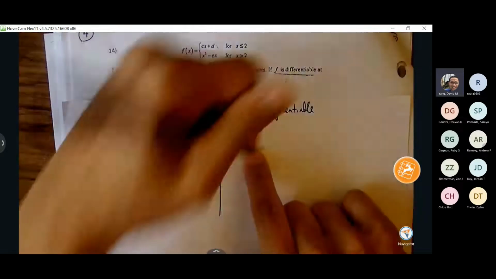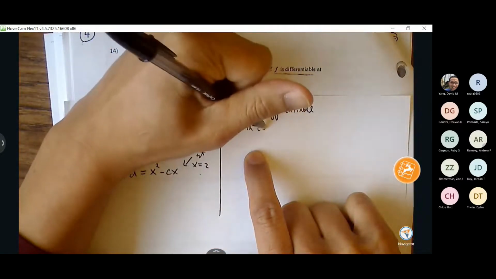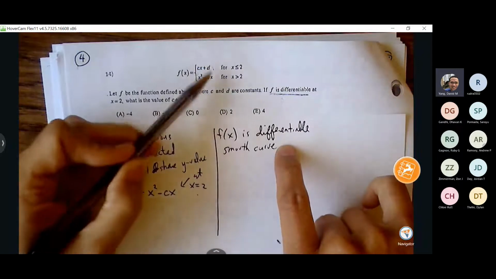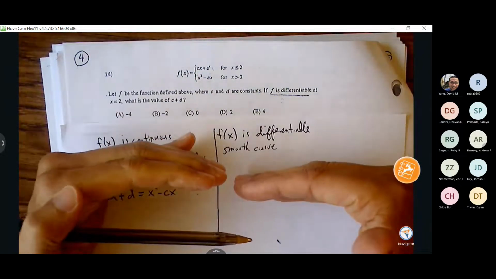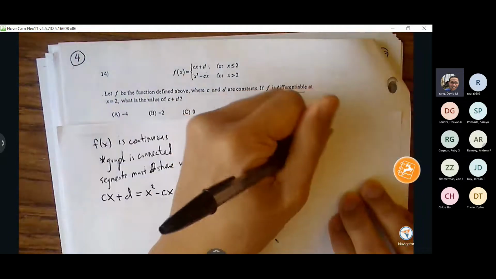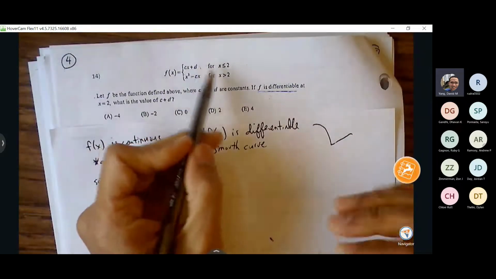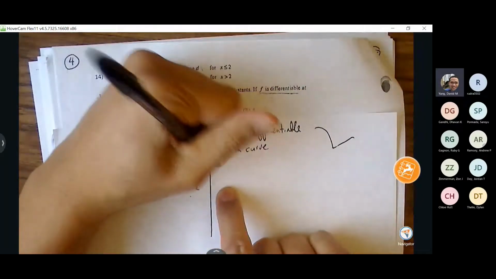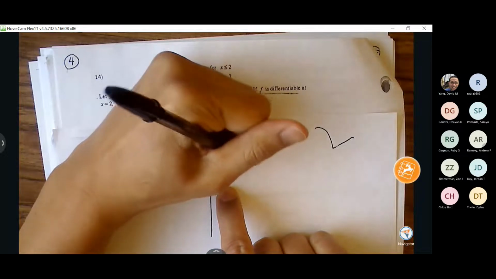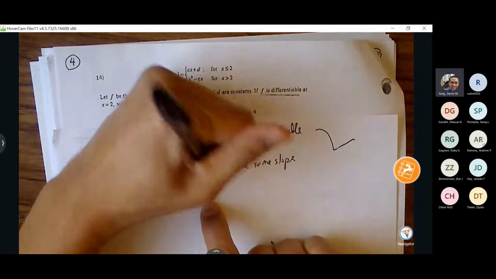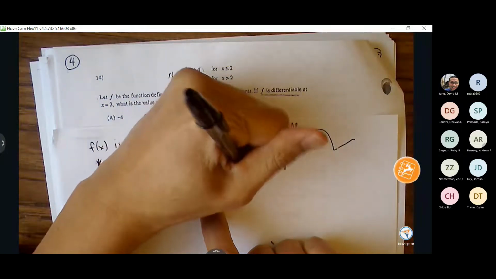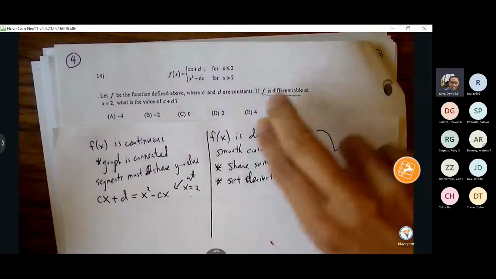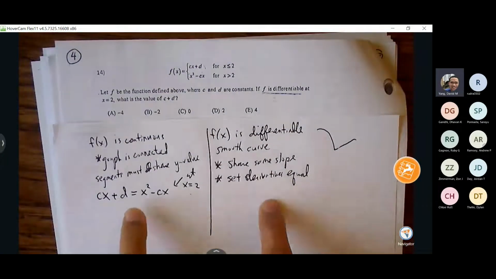Differentiable means that's a smooth curve. So smooth curve means not only is there a transition where the graph is going to connect at the same y value, there also must be a transition where they share the same slope at 2, because if they don't share the same slope, then you're going to get a sharp turn. But if they share the same slope at the same point, we can guarantee a smooth curve. So that means they must share the same slope, which means that their derivatives must be equal. So that allows us to create a second equation so that these can help each other out.